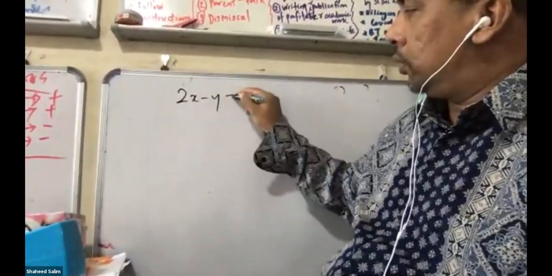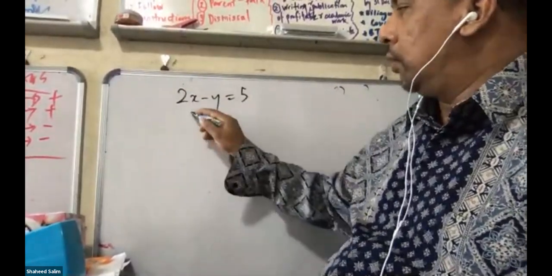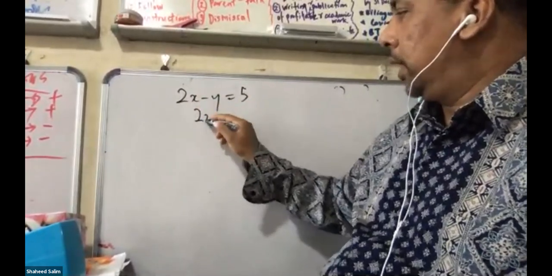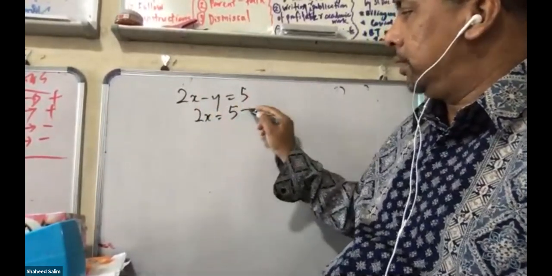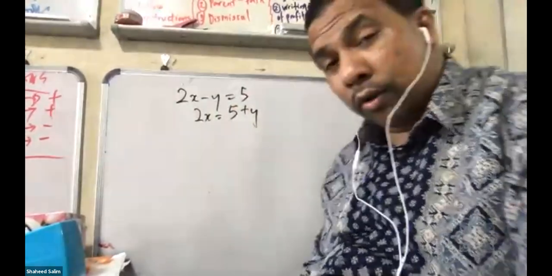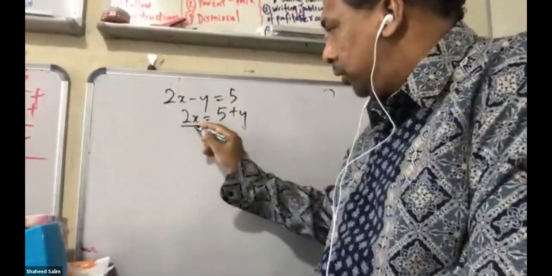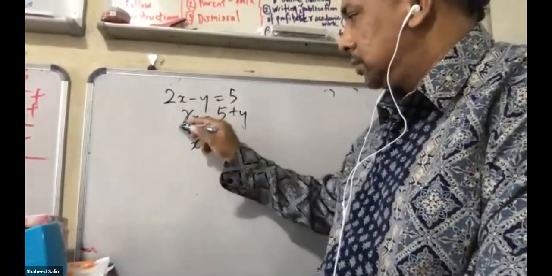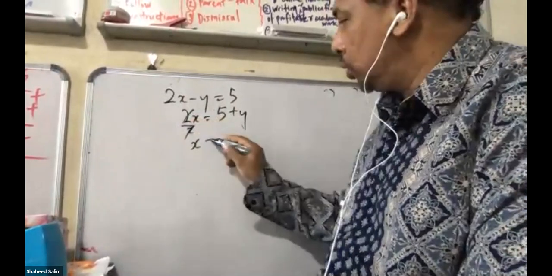2x minus y equals 5. You want to find out what is x, so now you let 2x be here, you bring the y over there, right? So it becomes like that. Am I correct? Now, in order to find out what's x, you have to divide this by 2. Then you get x, right? You must also divide this by 2.